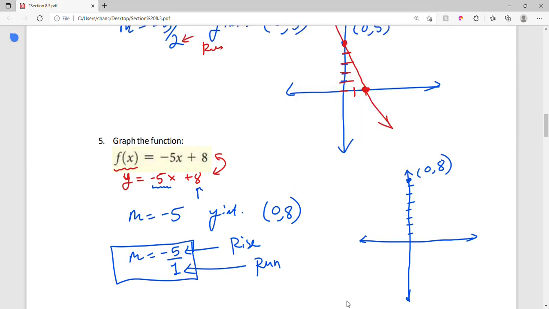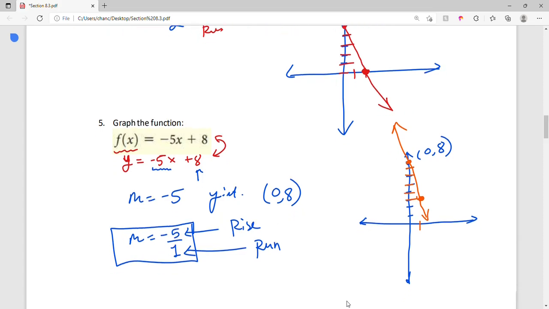From the y-intercept, we can go down 5. 1, 2, 3, 4, 5. And to the right 1 space. That's going to give us our second point. And we could roughly sketch this line. It's a good idea to buy some graph paper so you can sketch these graphs a little bit neater than what I have here.